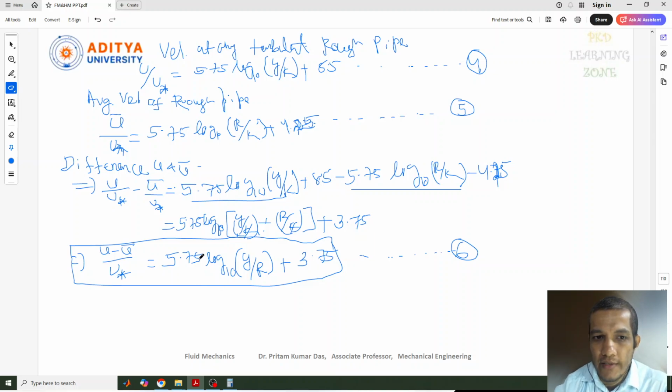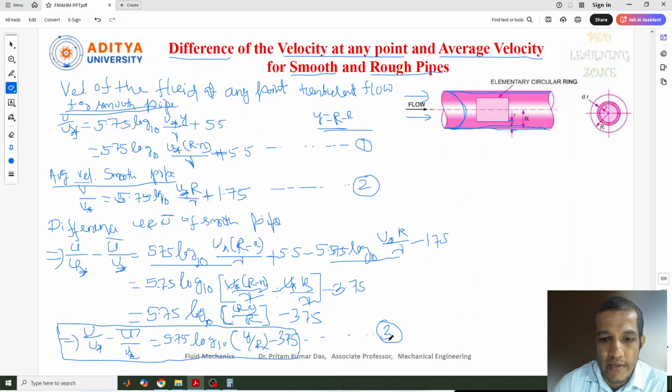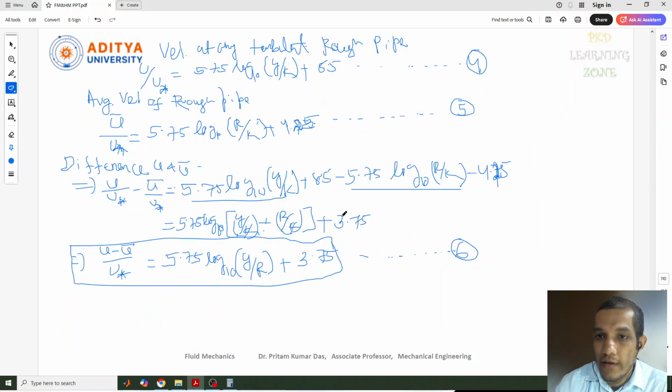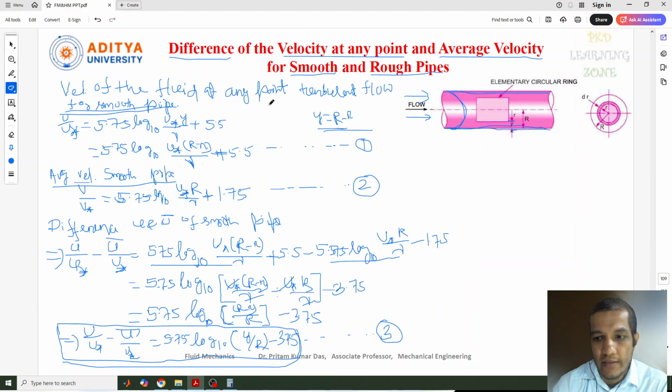So equation 6 and this equation 3, these are the final two equations for the differences between the smooth pipe and the rough pipes. So this can be used for anywhere. Now very simple things. Let me again just give a brief on that.